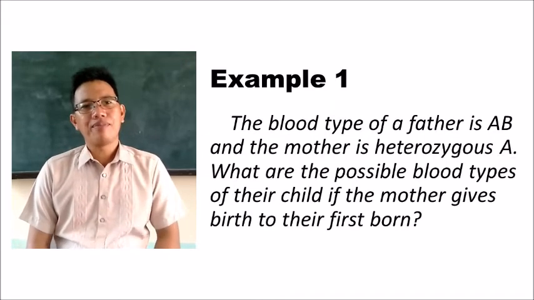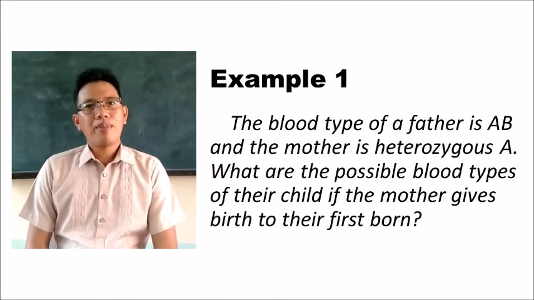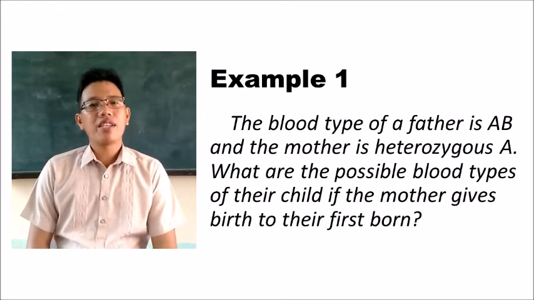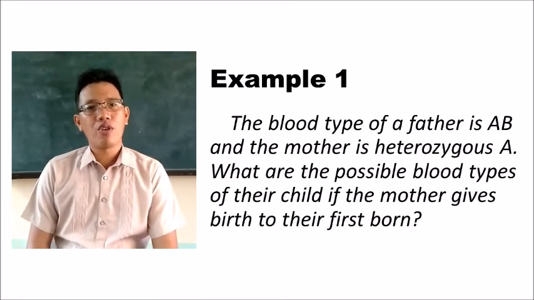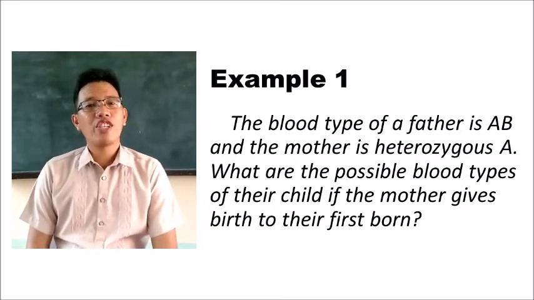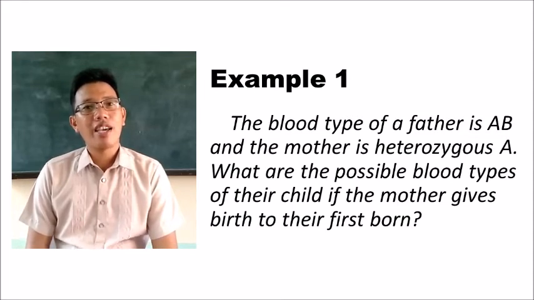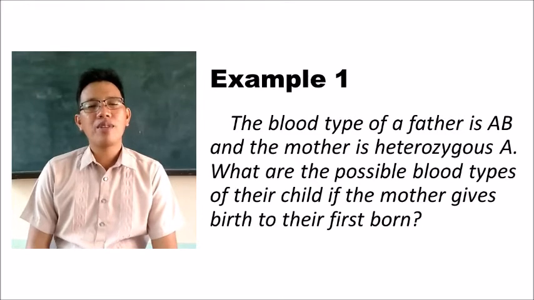Let us have an example. The blood type of a father is AB and the mother is heterozygous A. What are the possible blood types of their child if the mother gives birth to their firstborn? Example 1. The blood type of a father is AB, so its genotype is IA-IB. And the mother is heterozygous A, so the genotype is IA small letter i. The question is, what are the possible blood types of their child if the mother gives birth to their firstborn?